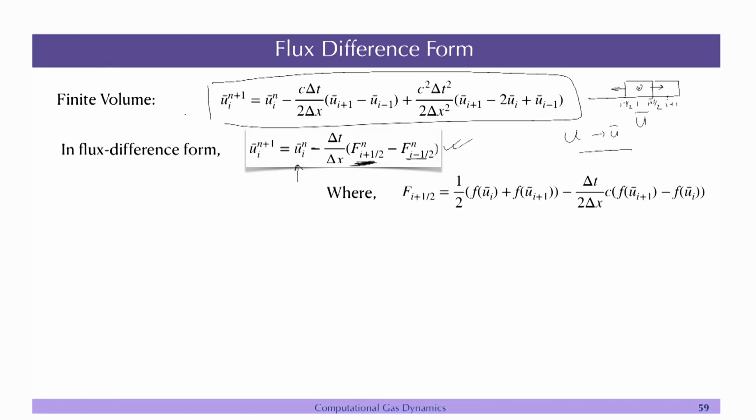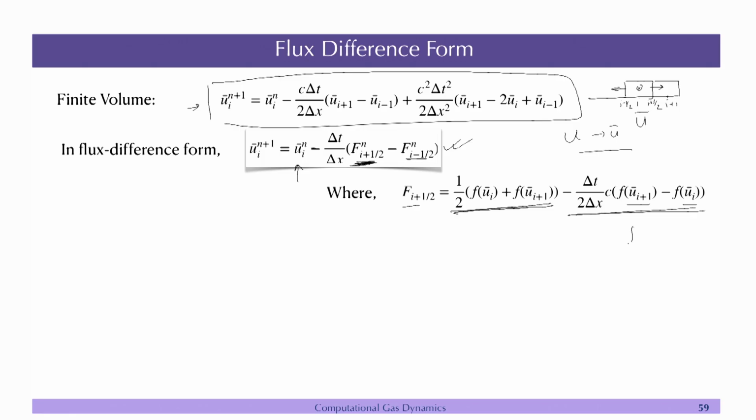In this Lax-Wendroff scheme, you can write this flux formulation as half f(u I) plus f(u I plus 1). This is the averaging part, and this is the difference part, delta t by 2 delta x times c, times f(u I plus 1) minus f(u I). So, can you prove it? Yes, you can just put this equation.